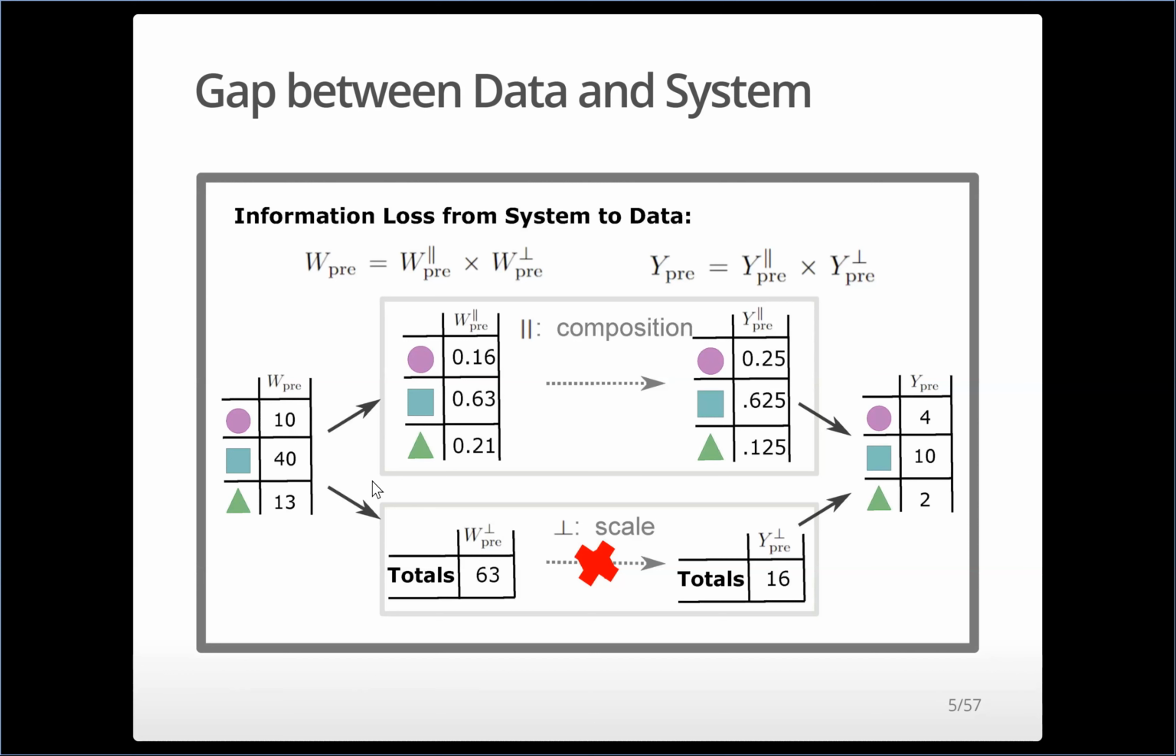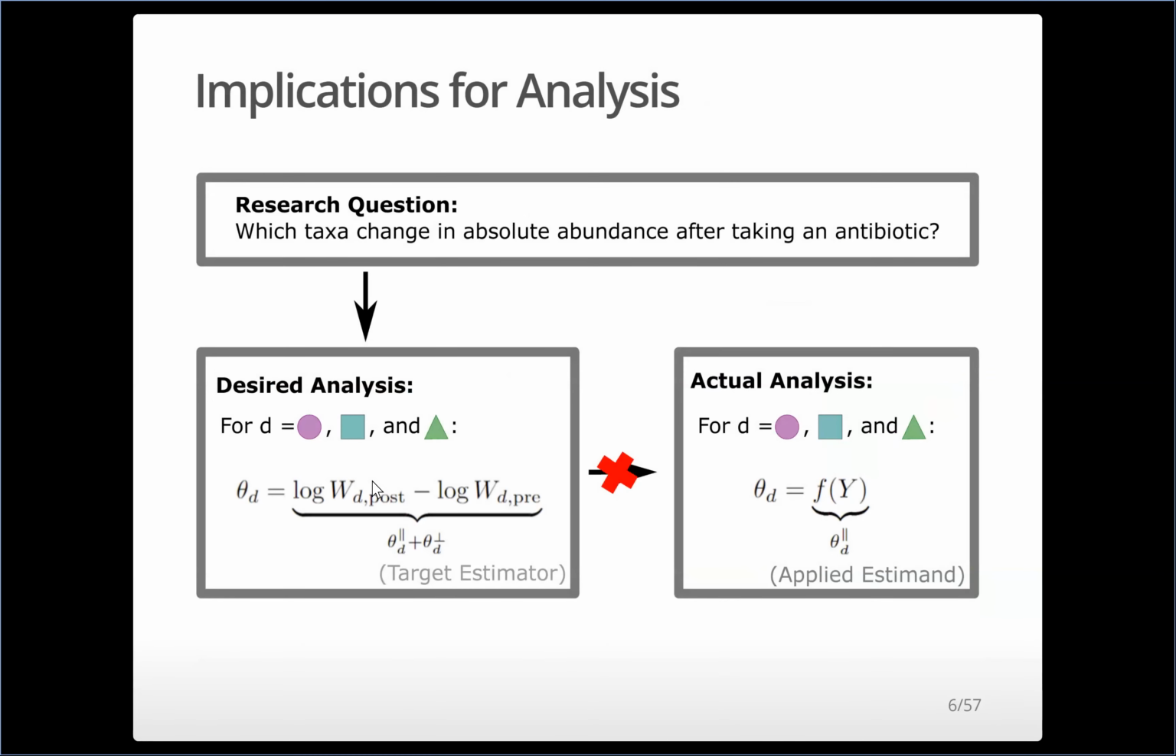And throughout this talk, you might see the notation W parallel up here, and W perp, and basically I just use that to denote compositional quantities versus scale quantities. If that makes sense. So W perp would be like the total size of the microbes in the gut. W parallel is there's 50% of those microbes are this class versus 20 are from here versus 10 are from here type of information. So what is the practical implication of this information loss?